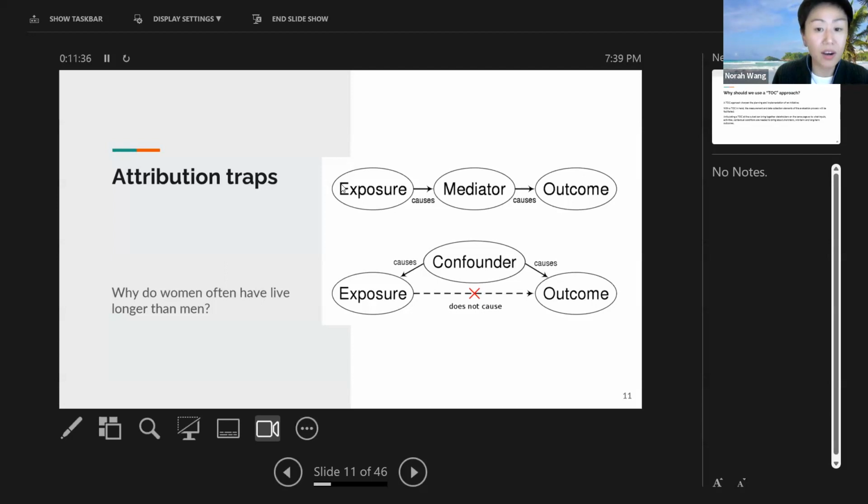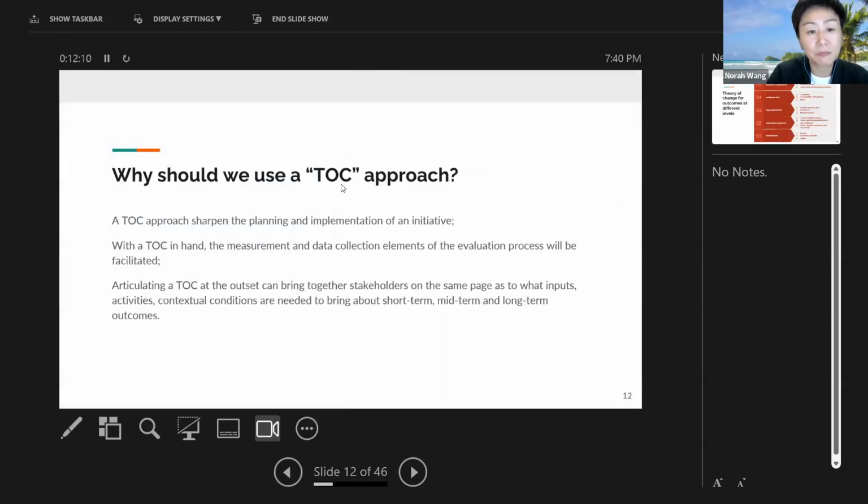We need to be aware of this when interpreting the causal relationships between our program activities and the outcome, right? Sometimes we assume that our program activities cause certain outcomes, but oftentimes it's some kind of confounding variable leading to the betterment of the outcome rather than your program activities.